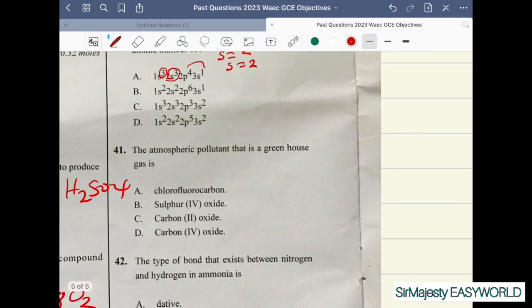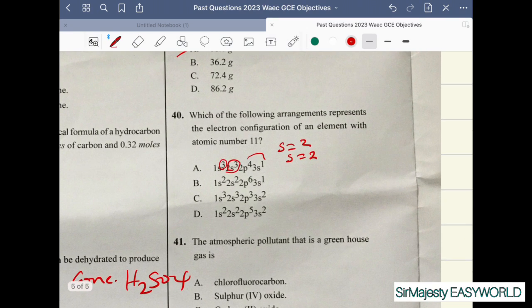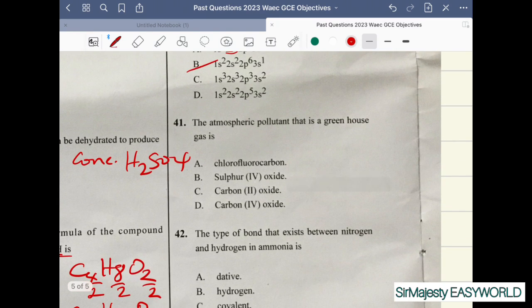I don't have much time. Let me look at the options and take the correct answer. The correct answer, sodium, is B. 1s2, 2s2, 2p6, 3s1. Number 41 says the atmospheric pollutant that is a greenhouse gas.